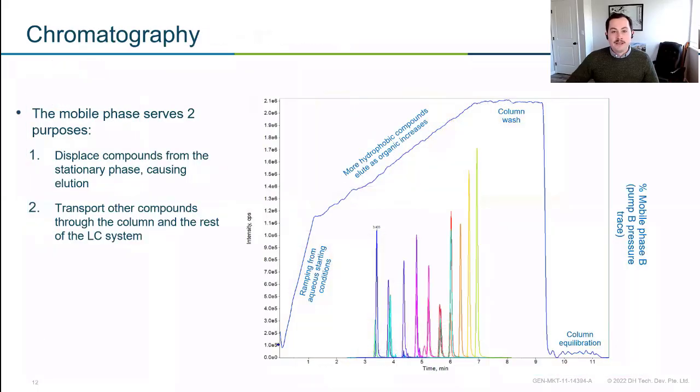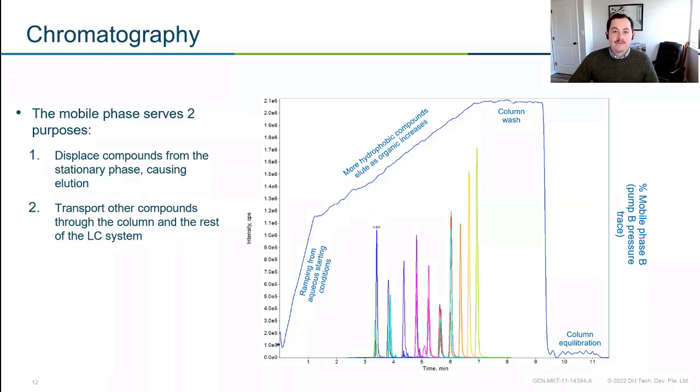But here would be a typical sort of chromatogram. So we have our peaks of interest. All those colorful peaks represent individual analytes. This would be called an XIC or an extracted ion chromatogram. We're looking at a specific experiment, specific transitions, and we'll talk about those experiments in the next couple slides.